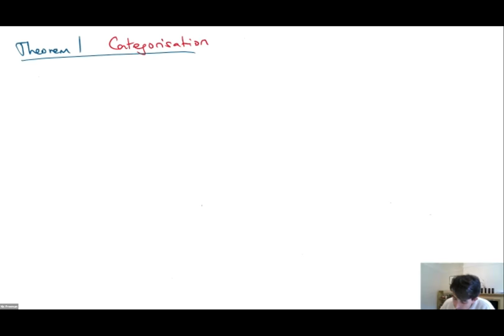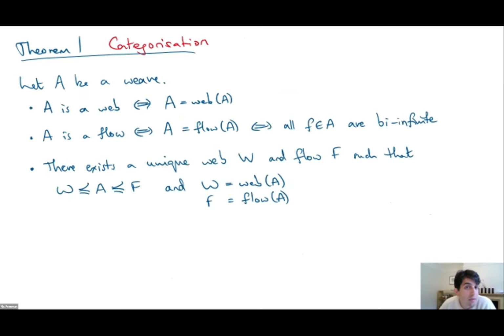But all the information that I've just given you is written in words in this first theorem. This is the categorization theorem, which is telling you the structure of the space of weaves at first level, how it looks. Okay. And it has something here that I didn't quite get to mention, which is that something being a flow is not only equivalent to being a fixed point of the flow operation, it is also equivalent to consisting entirely of bi-infinite paths. And that's why I want to use the word flow for these things. A weave is a flow when and only when all of the paths are bi-infinite, so they extend all the way through to time plus infinity.